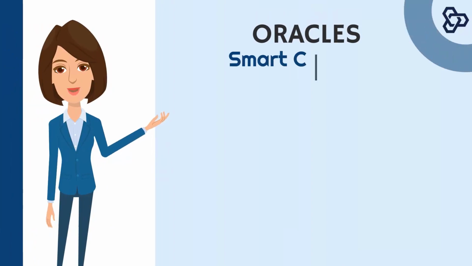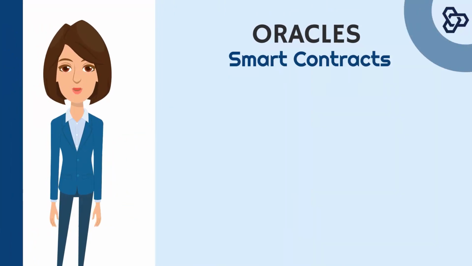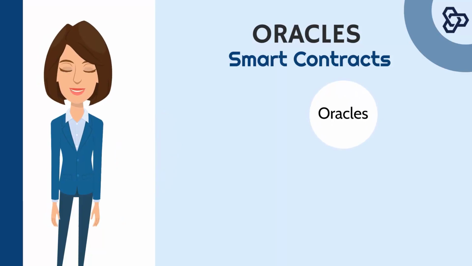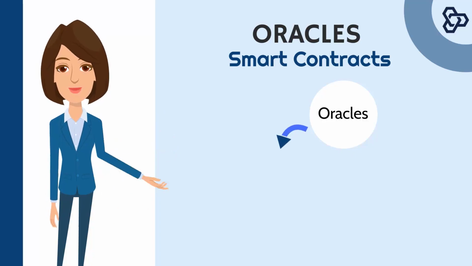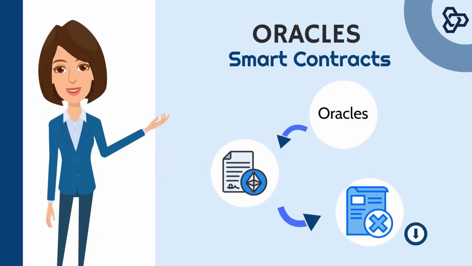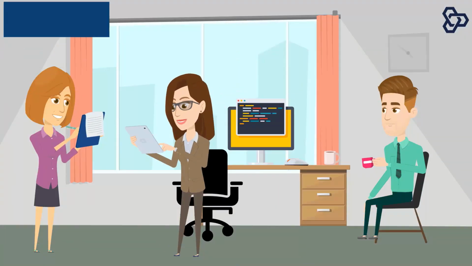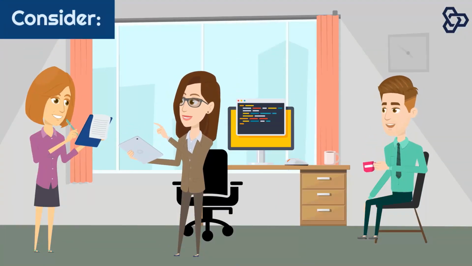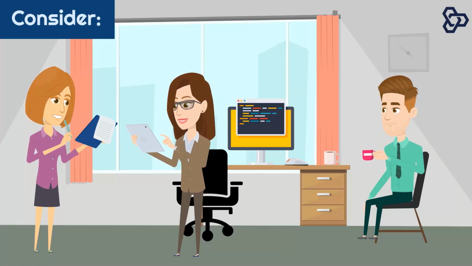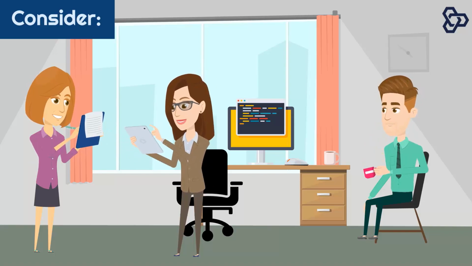Oracles. Smart contracts often rely on external data sources, known as oracles, to execute their functions. If an oracle is compromised, it could provide incorrect data to the smart contract, leading to incorrect or unexpected outcomes. Consider: ensure all smart contracts are tested by a reputable third-party organization to ensure the external data sources are secure.